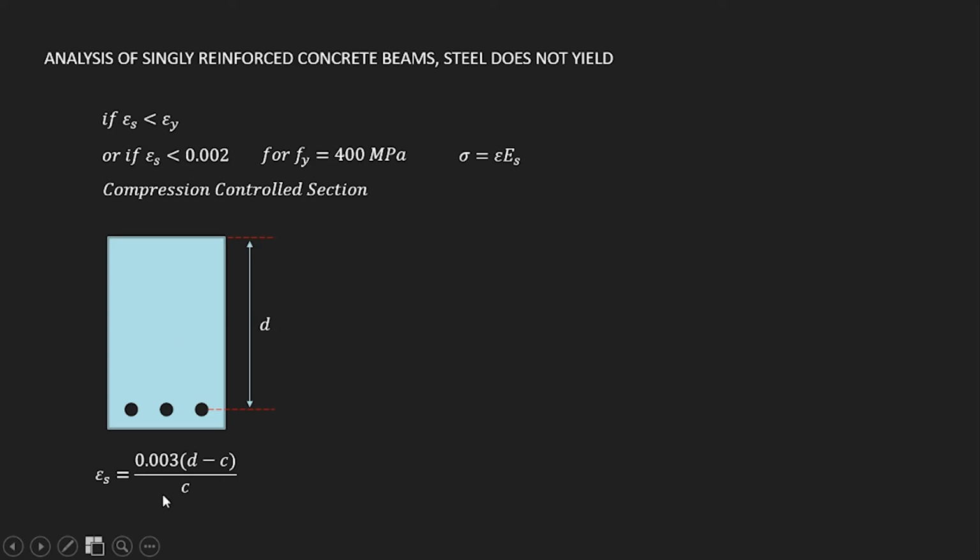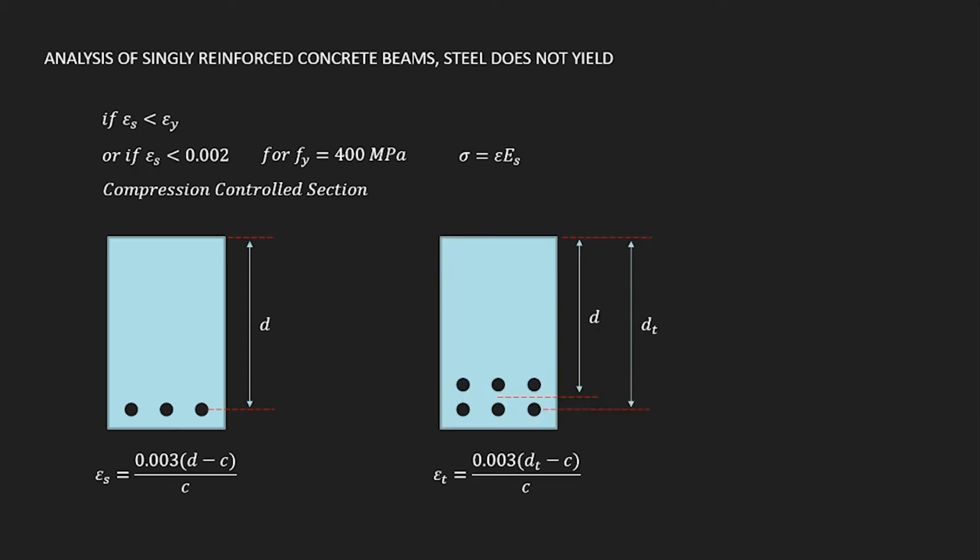Ngayon, kung babalikan natin guys yung formula for our epsilon, that is equal to 0.003 times (d minus c) all over c. So, nakuha lang natin yan sa strain diagram natin, naggamit lang tayo ng ratio and proportion, so simple mathematics. Tapos, ginamit natin guys yung similar triangles. Pero guys, if we have two or more layers, ito naman yung formula natin for net tensile strain. So that is 0.003 times (dt minus c) all over c.